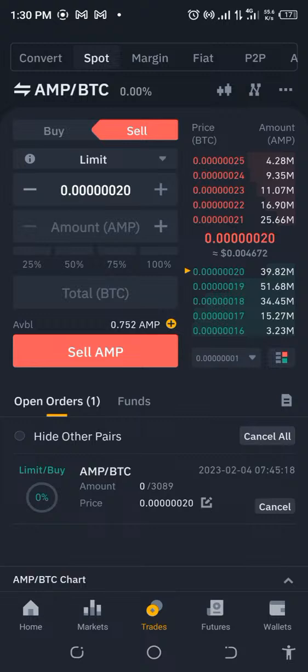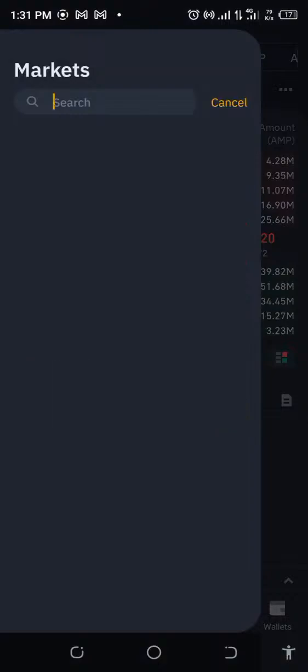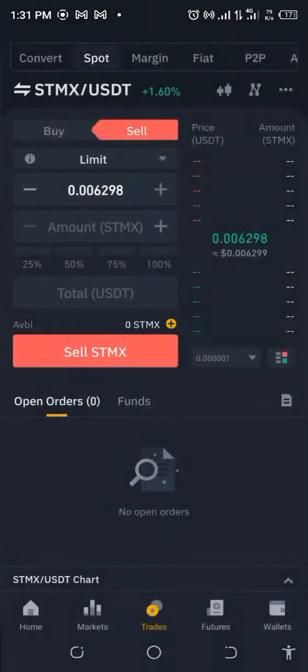And I'm going to choose another coin and we're going to try a little experiment alongside that. Are you ready? If you are, just say yes in the comments. Okay, so let's cancel this. Cancelled. So we're going to go to another coin, right? We're going to use STMX.